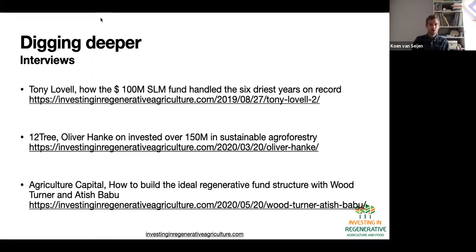123, mentioned before, Oliver Henke goes deep into their 150 million that they invested so far, but they're closer to 200 million now, for an institutional German investor, a pension fund, into sustainable agroforestry, how they're doing it, why they're doing it, etc. And Agriculture Capital, they've raised over 800 million into perennial crops, so tree crops so far, very sustainable, and they are planning their next fund, and we had a discussion on how that could look like. And on 123, probably by the time you're watching this, we'll have another interview out with the CEO, Richard Falken, which should be online, so check out the website for sure.